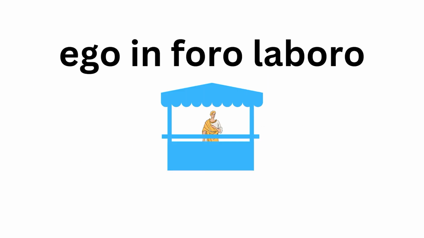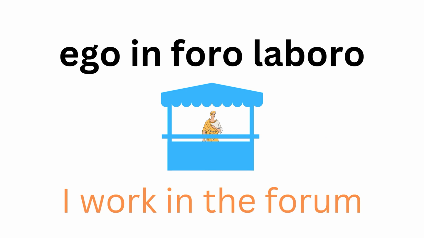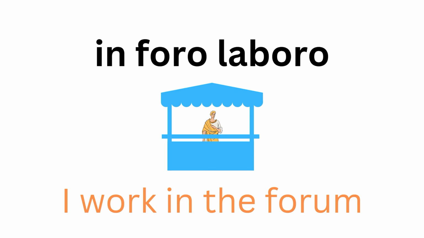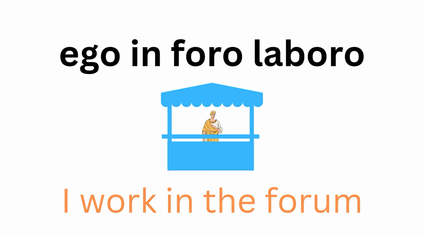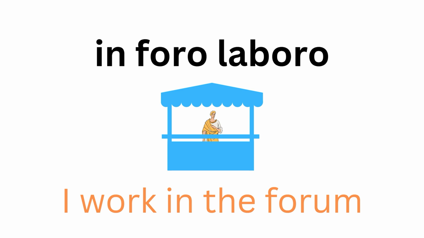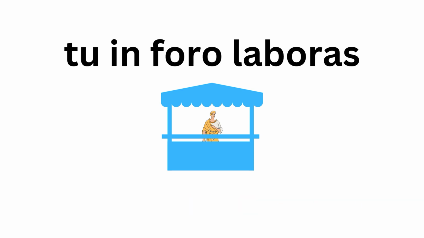We had this sentence, ego in foro laboro. I work in the forum. We also looked at this sentence, in foro laboro. That means the same thing. I can have the ego or I can take the ego away. The ego makes no difference. It's just more emphatic. So this is I work in the forum, whereas this is just I work in the forum.